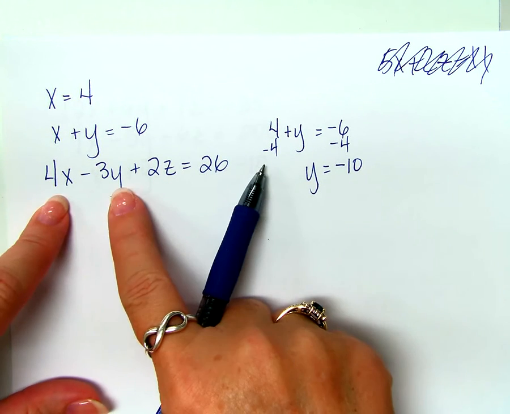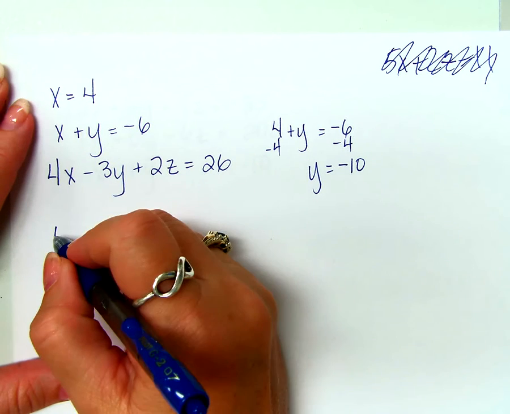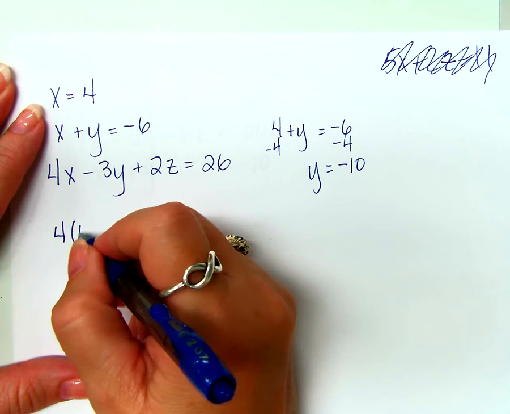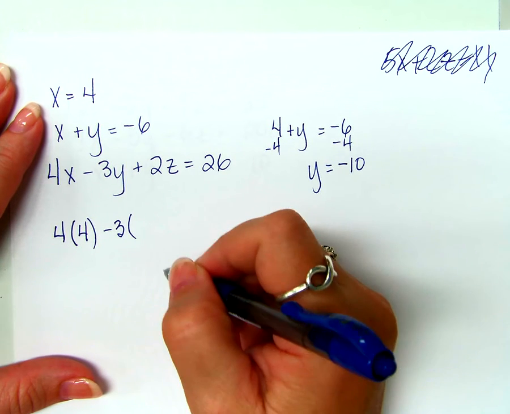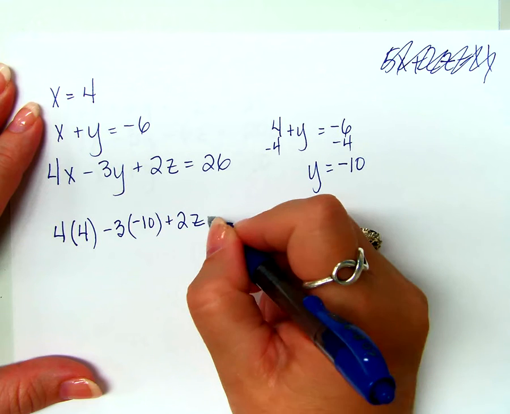Okay? So I know x and I know y, and I want to find z. I can substitute what I know into the bottom equation, right? So I'm going to do that. I'm going to rewrite that bottom equation, but instead of writing x, I'm going to write a 4. And instead of writing a y, I'm going to write negative 10. Very good. Plus 2z equals 26.